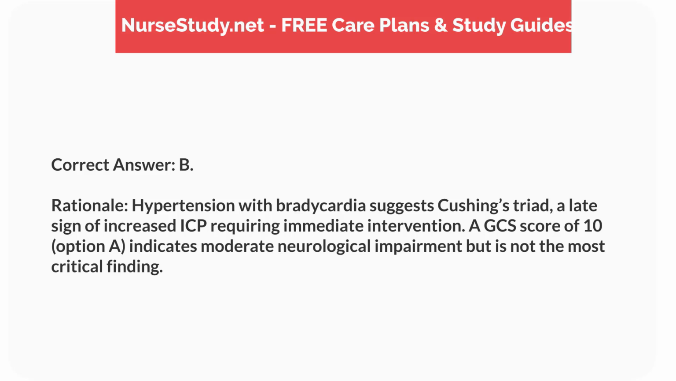Correct answer, B. Rationale: hypertension with bradycardia suggests Cushing's triad, a late sign of increased ICP requiring immediate intervention. A GCS score of 10, option A, indicates moderate neurological impairment but is not the most critical finding.